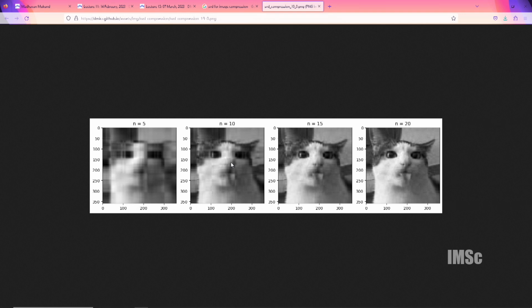Let us say this is the original. If I take the sum of the first 15 singular values, I get this. If I take the first 10, I get this. If I take the first 5, I get this. You can see that as you take a longer summation of that singular value expression, you get better and better approximation to the original image. But even then, you can see that this is a good approximation. And here this was actually showing n equals 20.